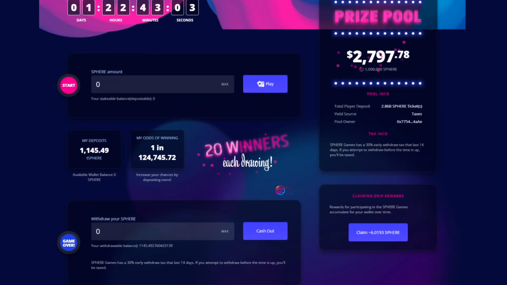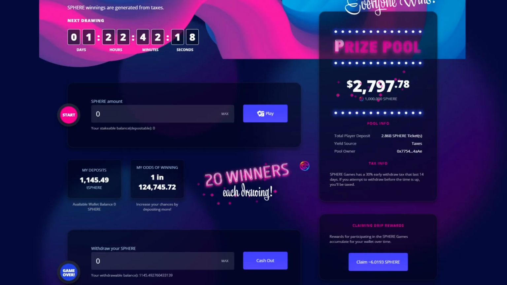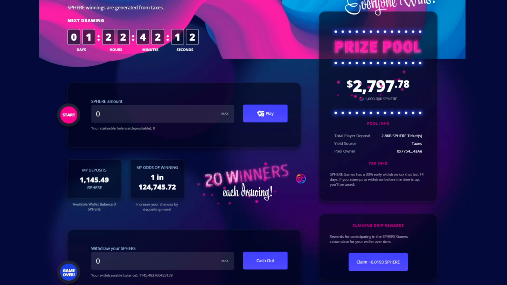Players can cash out their tSPHERE back to spSPHERE at any time, bearing in mind that there is a 14-day early withdrawal tax. spSPHERE Games is not inflationary. Rather, spSPHERE drip rewards and prize pool winnings come from taxes. This makes spSPHERE Games a way for the spSPHERE treasury to redistribute ecosystem earnings back to spSPHERE holders.